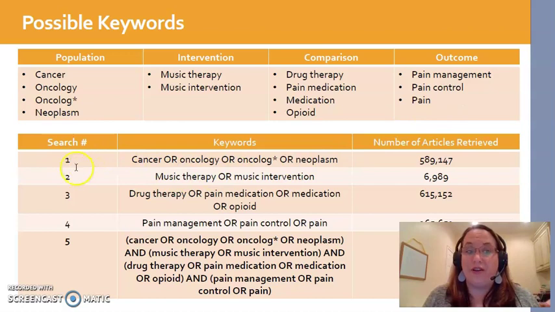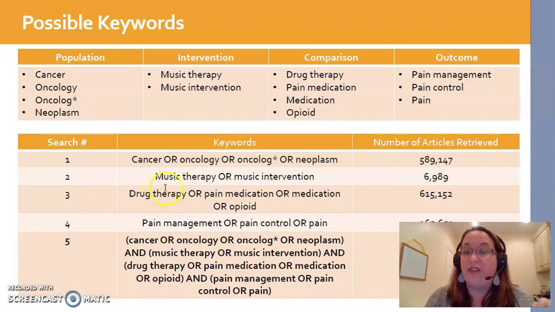My very first search, I typed in all of my population options, and I linked them together with or. So cancer, or oncology, or oncolog, or neoplasm. And I put my little truncator in there, just to see what I got. How many hits did I get? And with that search, I got almost 600,000 hits. Do you need to sit and read all those? Absolutely not. It's just giving you an idea of what's out there. So I had roughly 589,000 hits on my population alone.